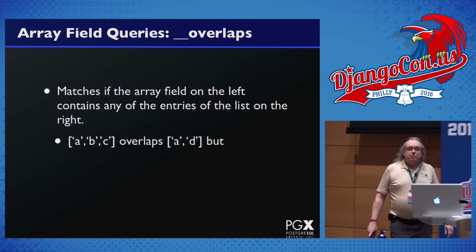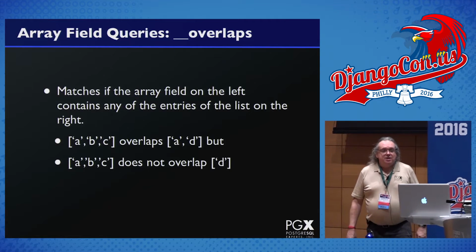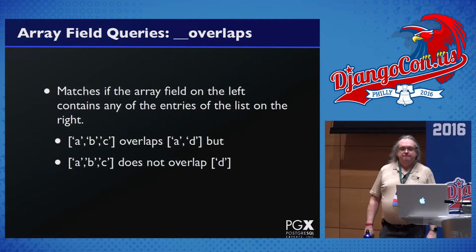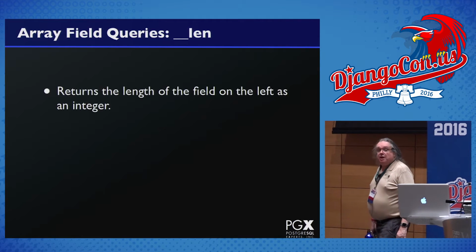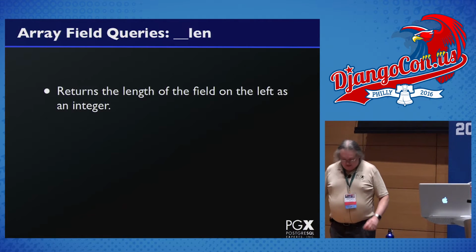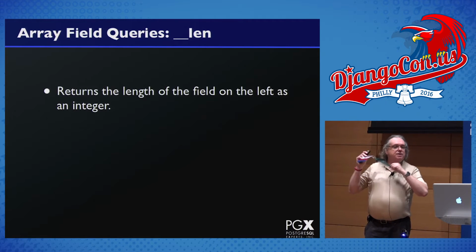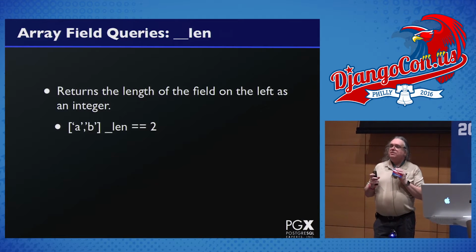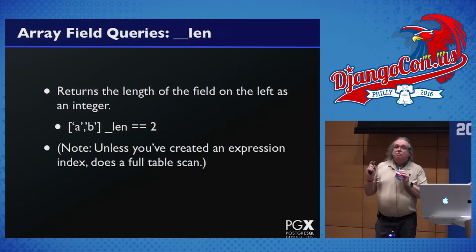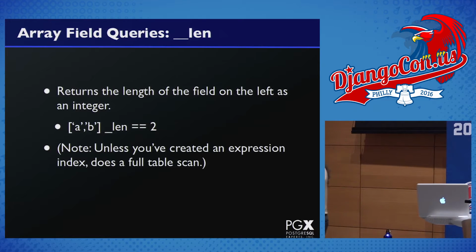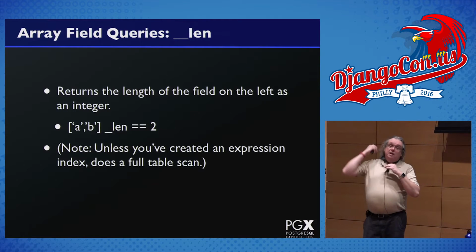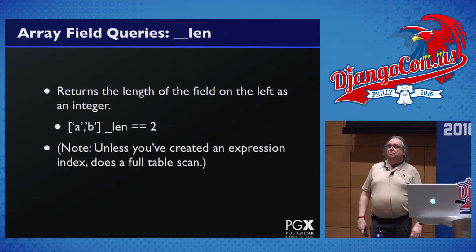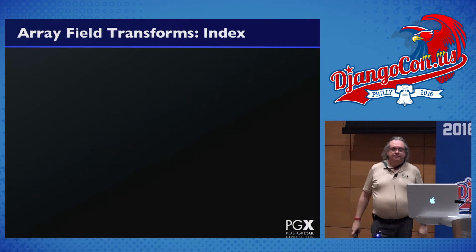Overlaps works the way you'd probably expect. So ABC overlaps A and D, but ABC does not overlap D because they have no members in common. You also can take the length of it, which returns the length of the field on the left as an integer. So you can do queries like this, where you're querying for everything of length 2 or whatever you might want. Remember, and we'll talk about indexing on these things because that's where things get really fun, unless you create an expression index, you're going to do a full table scan. So it'll pick up every entry and rattle it, checking its length.